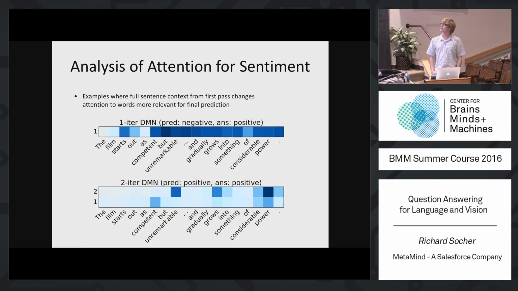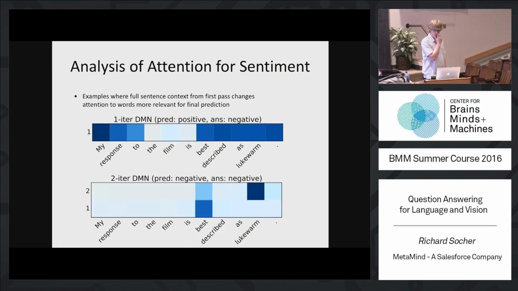And maybe two more. These examples with but as a contrastive conjunction are kind of interesting, because in many cases when you have an x but y structure, you really have to pragmatically pay more attention to what comes after the but. You usually hedge, and then you say, oh, but let me relativize that and change my opinion. And so: this film starts out as competent but unremarkable and gradually grows into something of considerable power. It really pays a lot more attention to the things that come after the but, which is kind of what you would want.